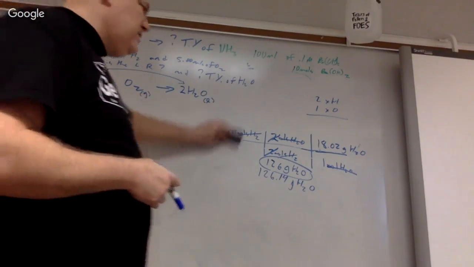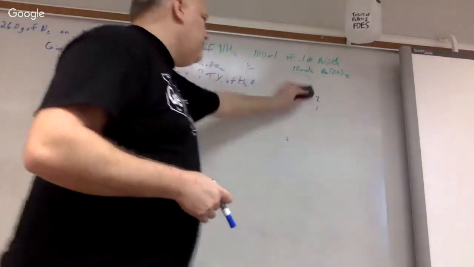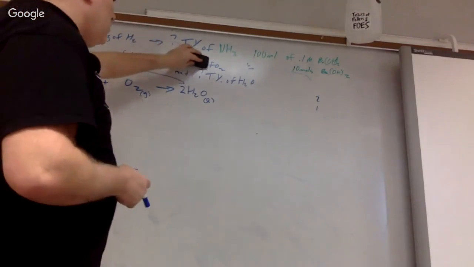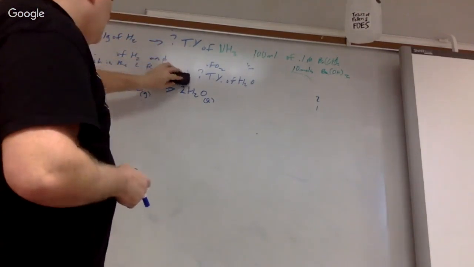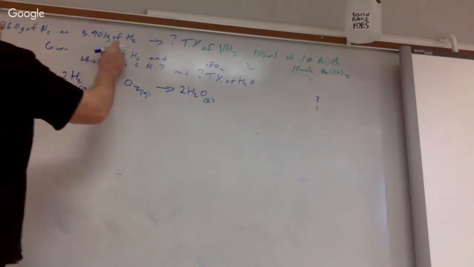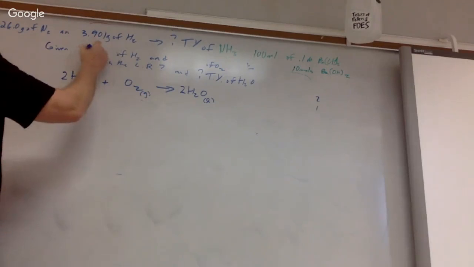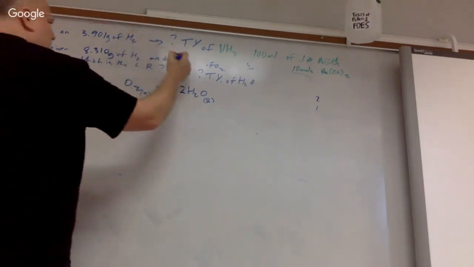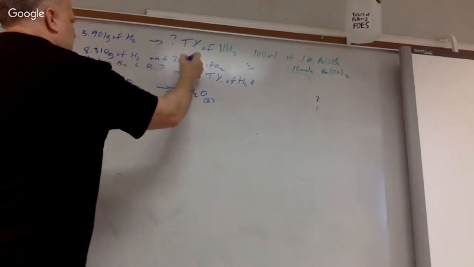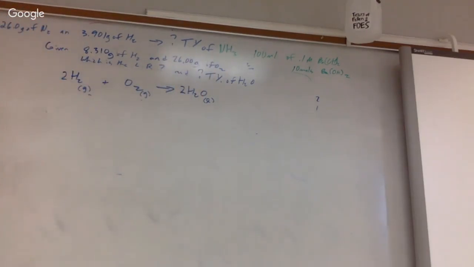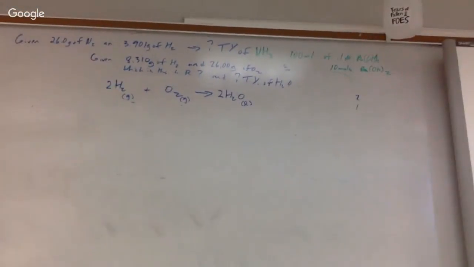I'm going to change the numbers on this, okay? And I want you to work it through with me. Same problem, but instead of moles of H2 and moles of O2, I'm going to give you grams of both of them: 8.310 grams of H2 and 26.00 grams of O2. And I want to do the same 2 things. Figure out what the limiting reactant is, and then figure out what the theoretical yield is.